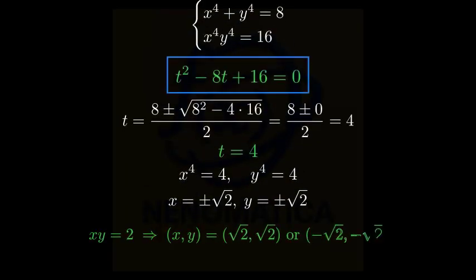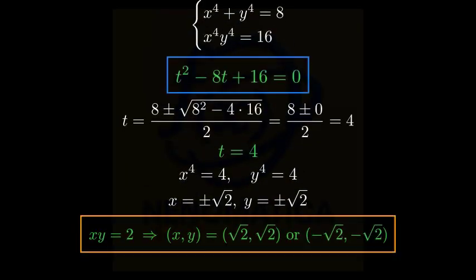Finally, we must satisfy the original product condition, x times y equals 2. The product is positive 2 only when x and y have the same sign. So the valid solutions are both positive square root of 2 or both negative square root of 2.